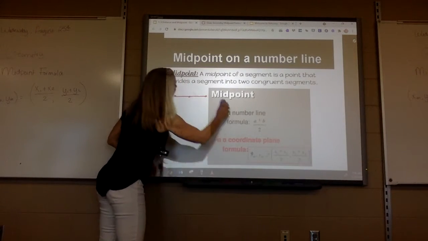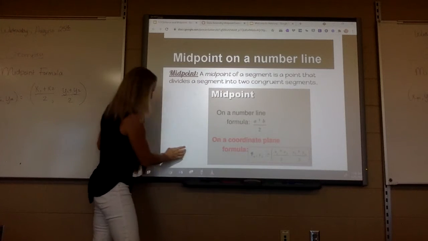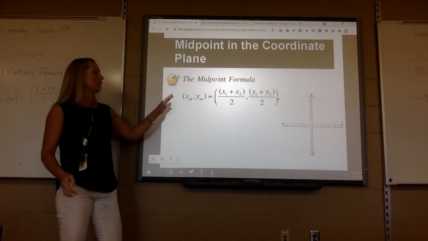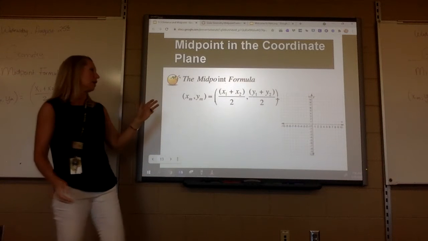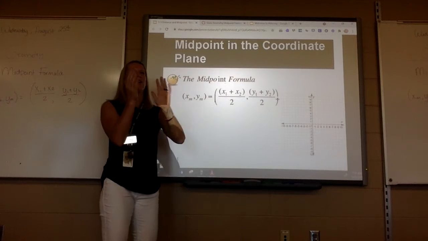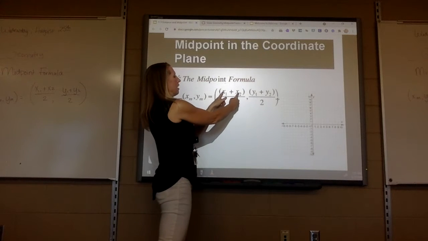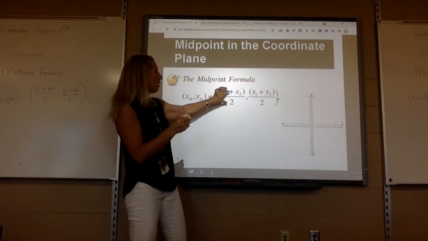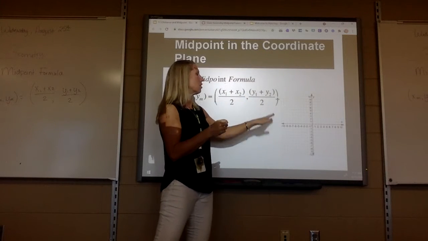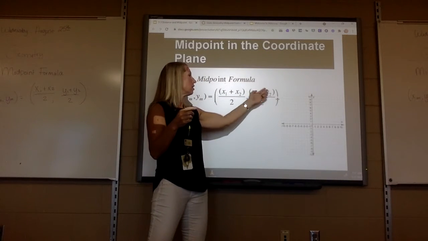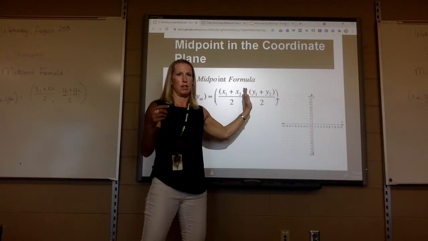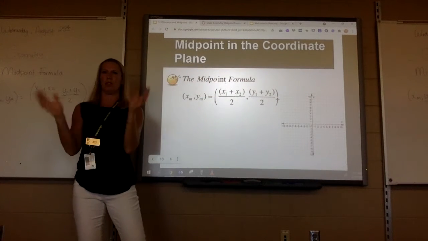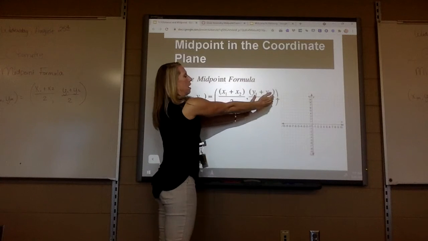All right, so that is midpoint on a number line. Let's talk about on a coordinate plane. This is the midpoint formula on a coordinate plane. Really, all you're doing is adding the x's together and dividing by 2, which is what we just did. But you also have to add the y's together and divide by 2. You can't do it all at the same time on your calculator. You can't put a parenthesis and a comma in the middle.